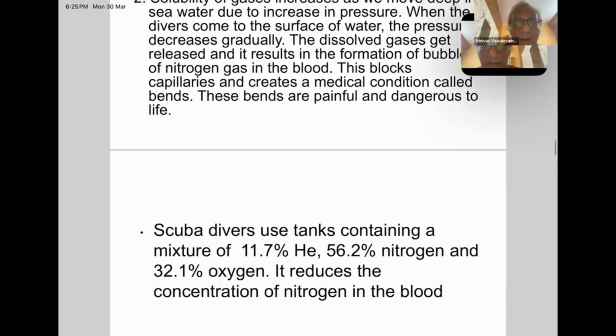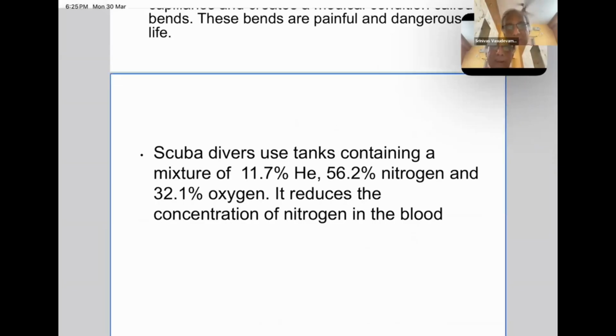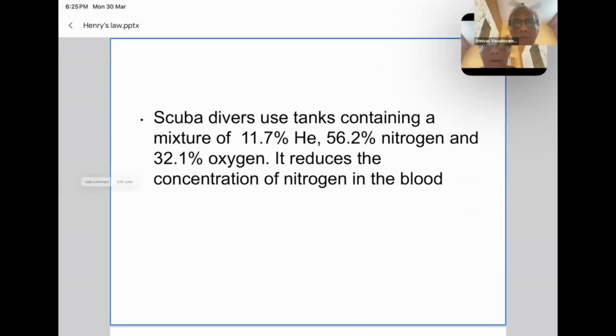So scuba divers use tanks containing a mixture of 11.7% helium, 56.2% nitrogen and 32.1% oxygen. So some helium is added here, and the nitrogen percentage decreases. Normally air contains 79% by mass of nitrogen. Here it is 56.2% nitrogen.